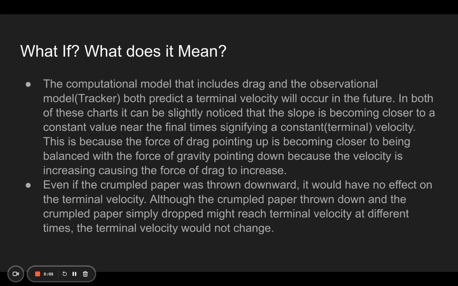Even if the crumpled paper was thrown downward, it would have no effect on the terminal velocity. Although the crumpled paper thrown down and the crumpled paper simply dropped might reach a terminal velocity at a different time, the terminal velocity would not change.